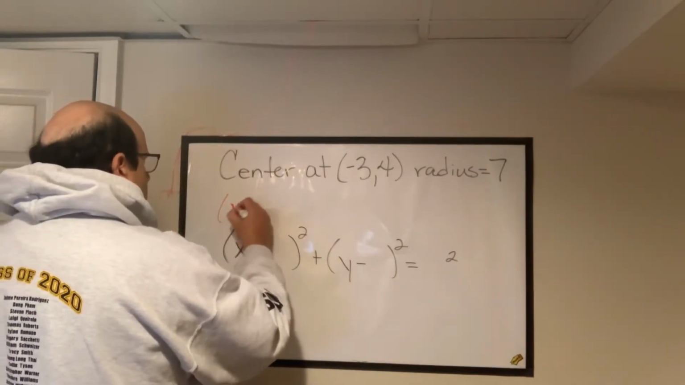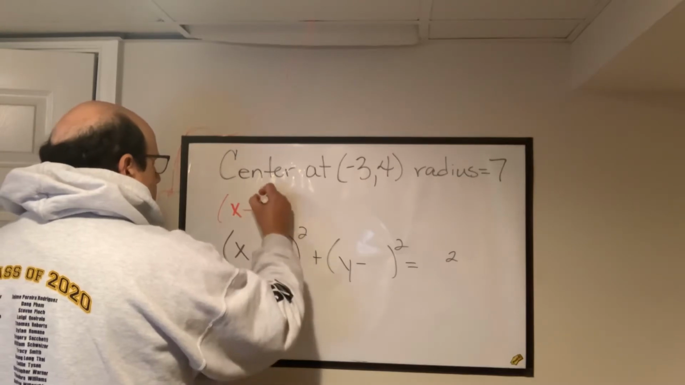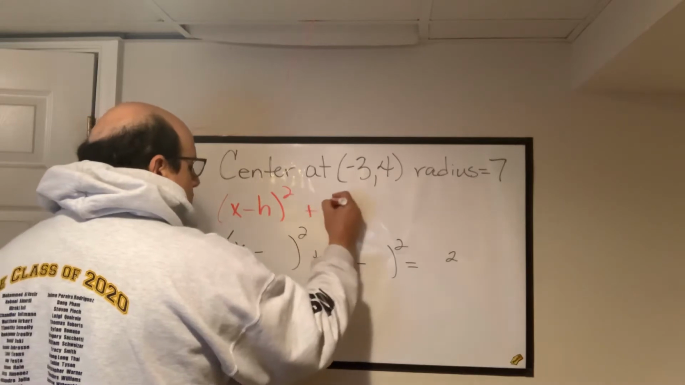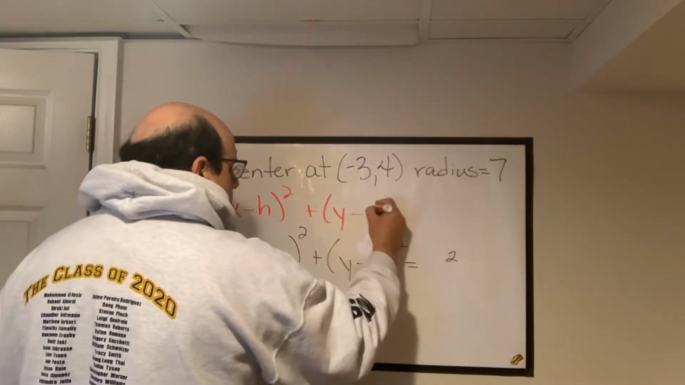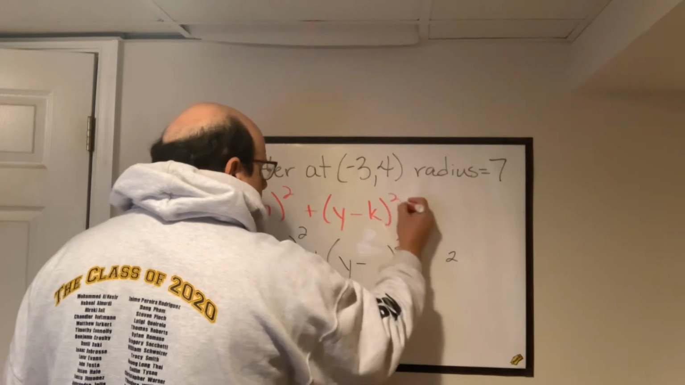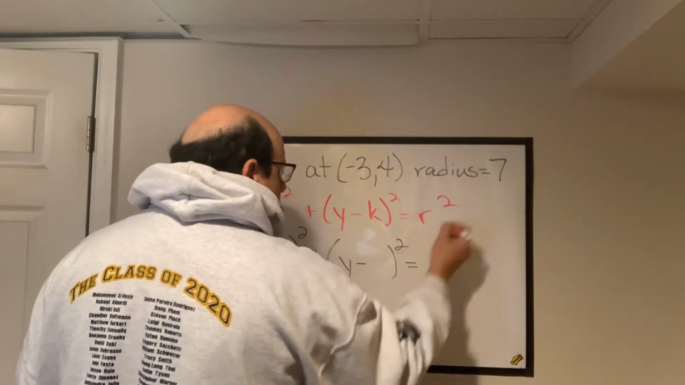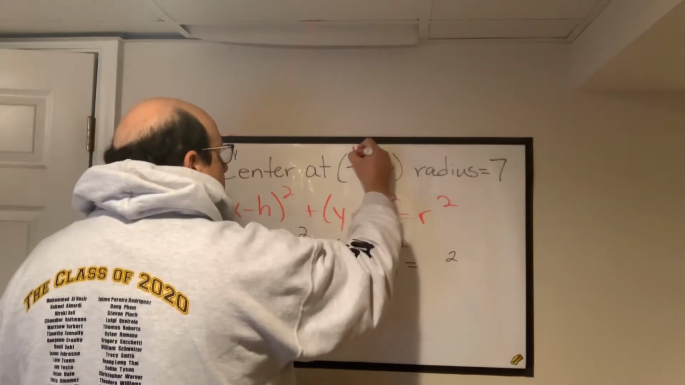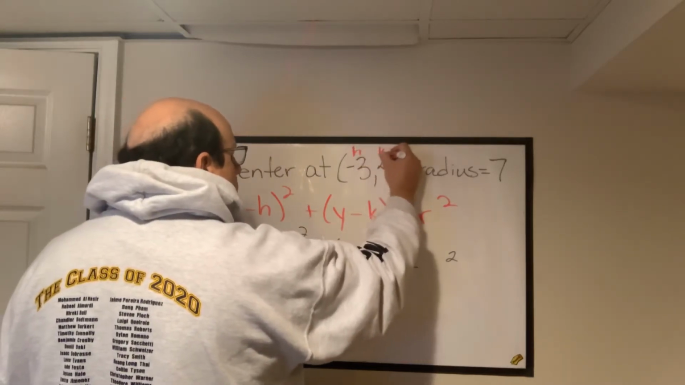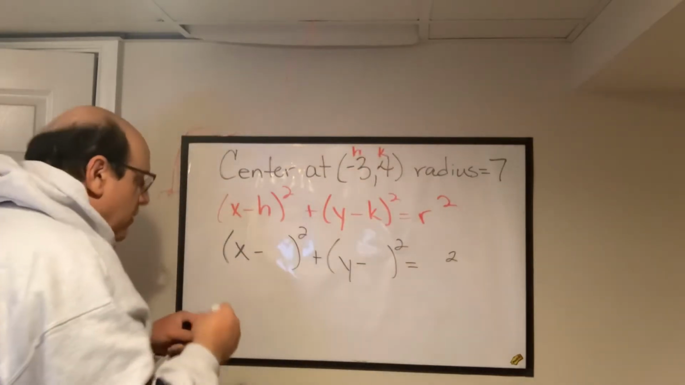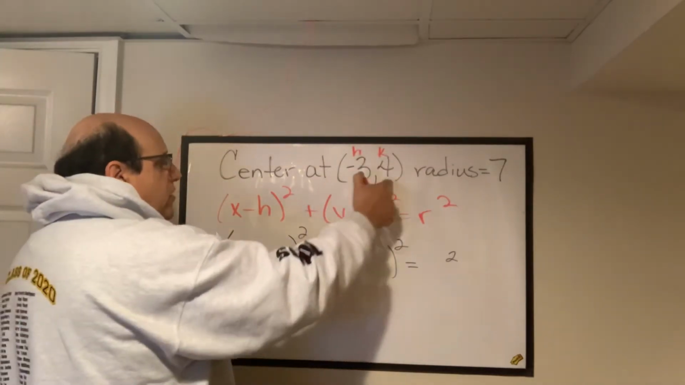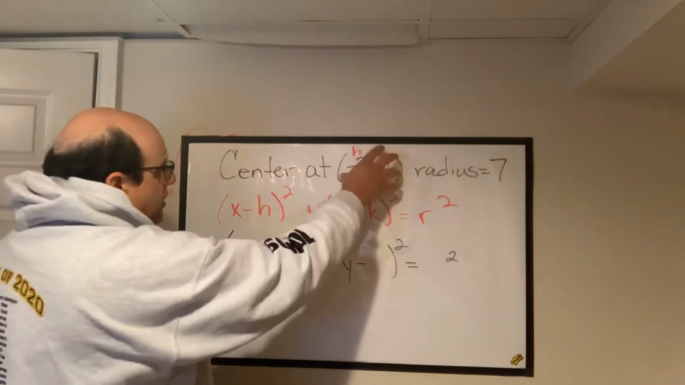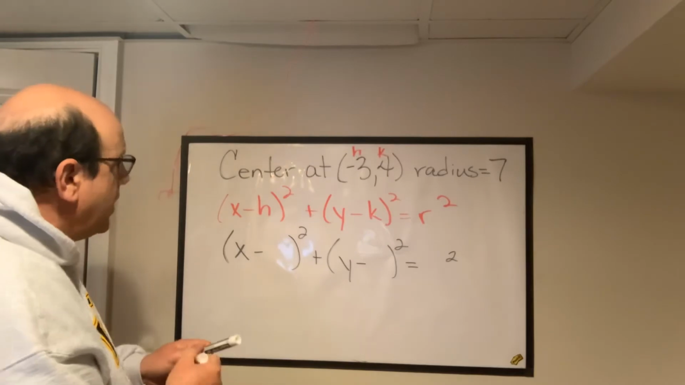x minus h squared plus y minus k squared equals r squared. All right, and so for our purposes, this is h and this is k. And whenever you're given that coordinate pair for the center, this is h and this is k, and you put it into this format. So really all you're going to do is take this number and input it.